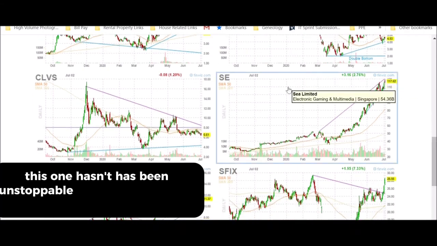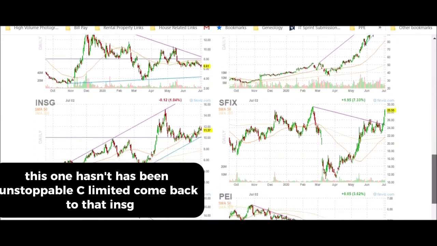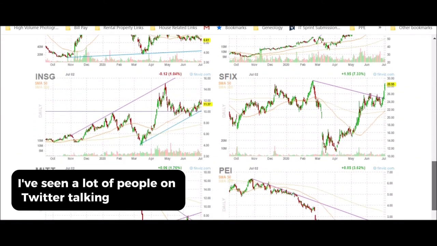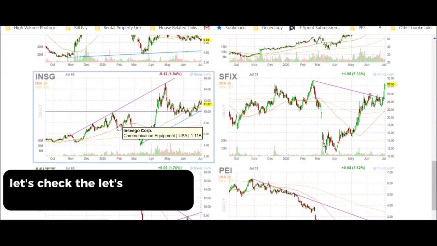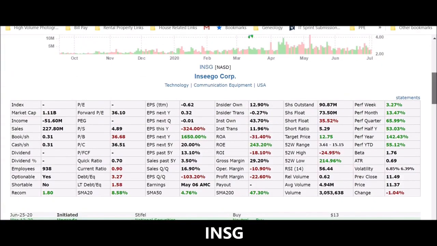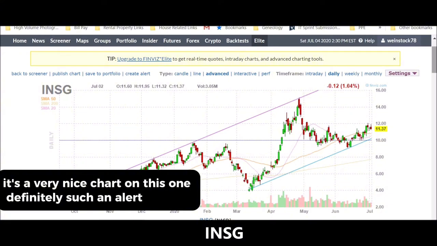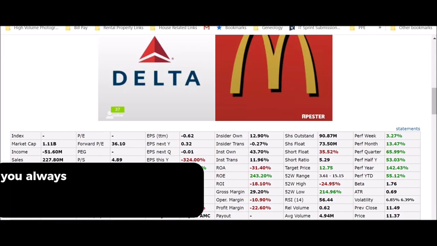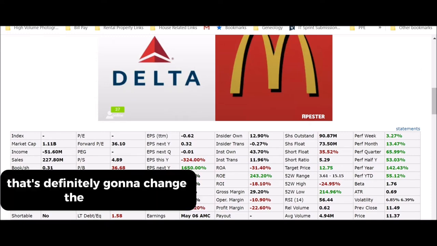This one has been unstoppable. C limited. Come back to that. INSG. I've seen a lot of people on Twitter talking about that for months and months. That's like a nice chart too. Let's check the short float on that one. 35%, unbelievable. It actually has a really bullish chart. I was looking at this long term too. That's a very nice chart on this one. Definitely set your alerts for INSG. You always want to double check the short float before the trading week because it's going to shift, and that's definitely going to change the outlook.